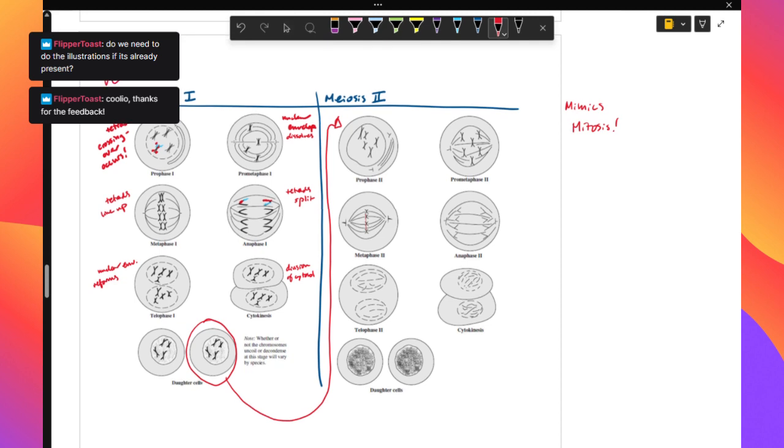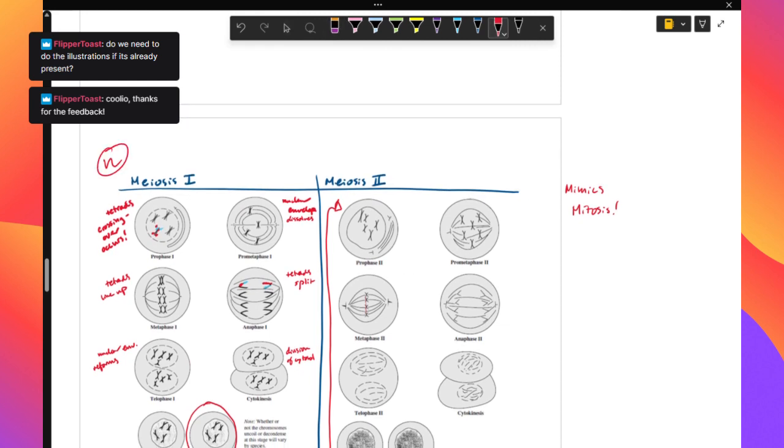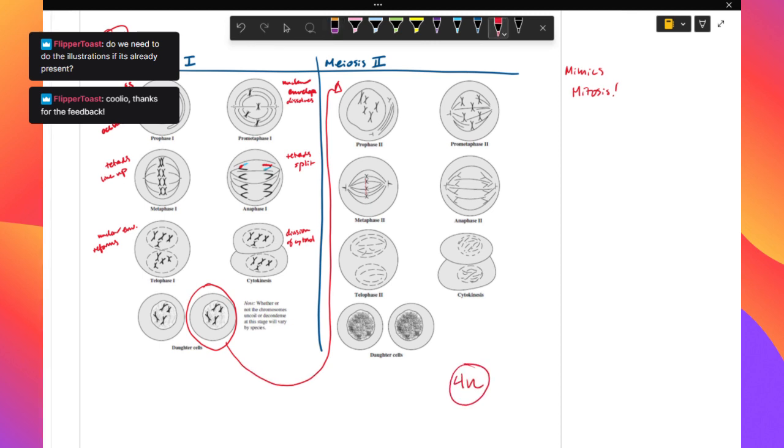But really, if we start with n number of parent cells, at the end of meiosis 2, we have 4n, 4 times the number of cells that arise from that parent cell. I hope that makes sense.